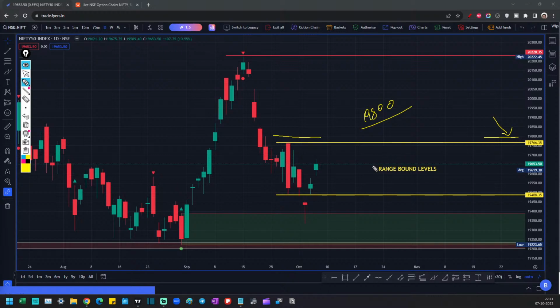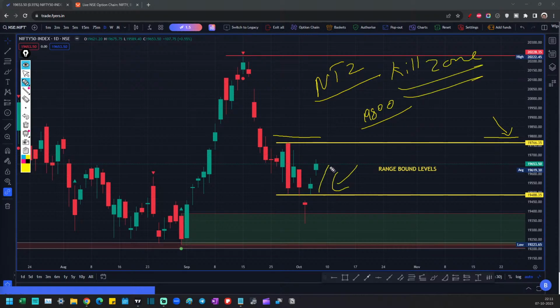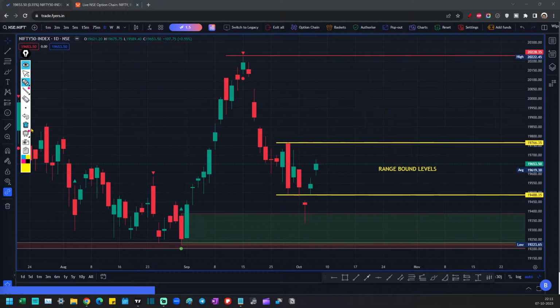Now, if you have been a consistent member of the Stock and Profits group and team, you would have heard the word NTZ or the kill zone. This is where a lot of retailers will be buying options, and the theta decay will be so heavy that they will lose money in the options every time, because this range is an NTZ. NTZ is nothing but a no trade zone, or a kill zone.